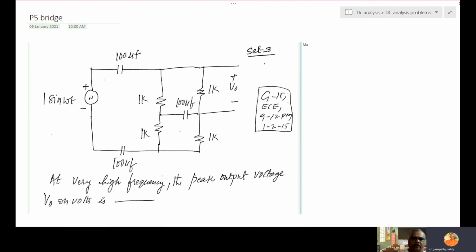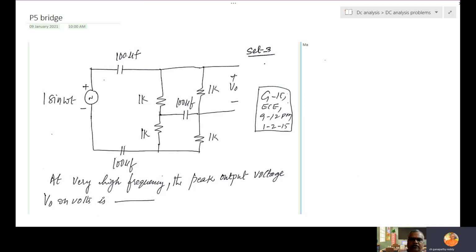There's another problem, again bridge principle only. All bridge problems I arranged at one place and am solving. So all these are already asked. There is GATE 15, ECE, like that. So at very high frequency, the peak output voltage V naught in volts at very high frequency.